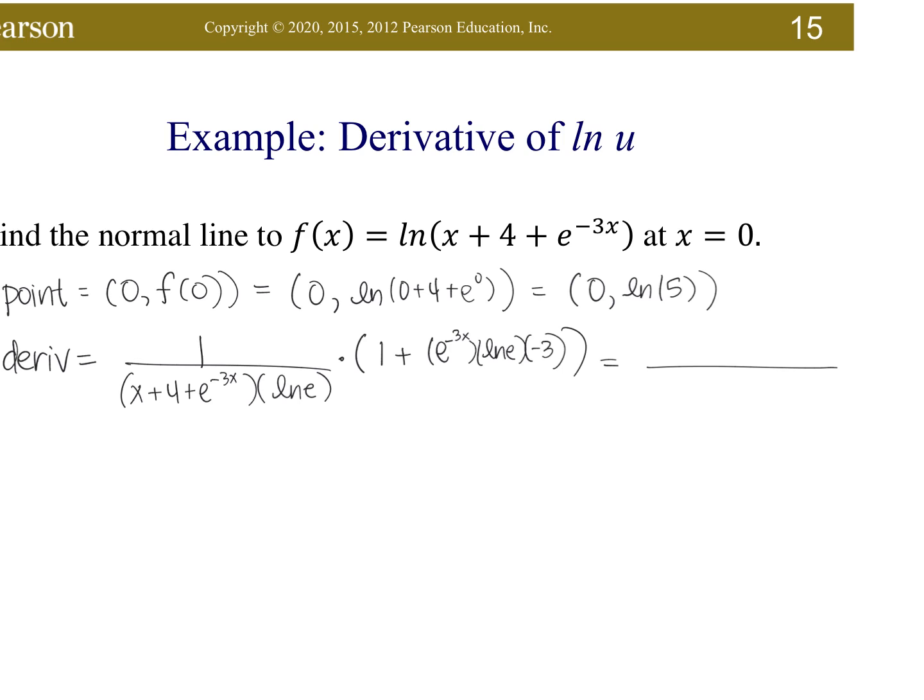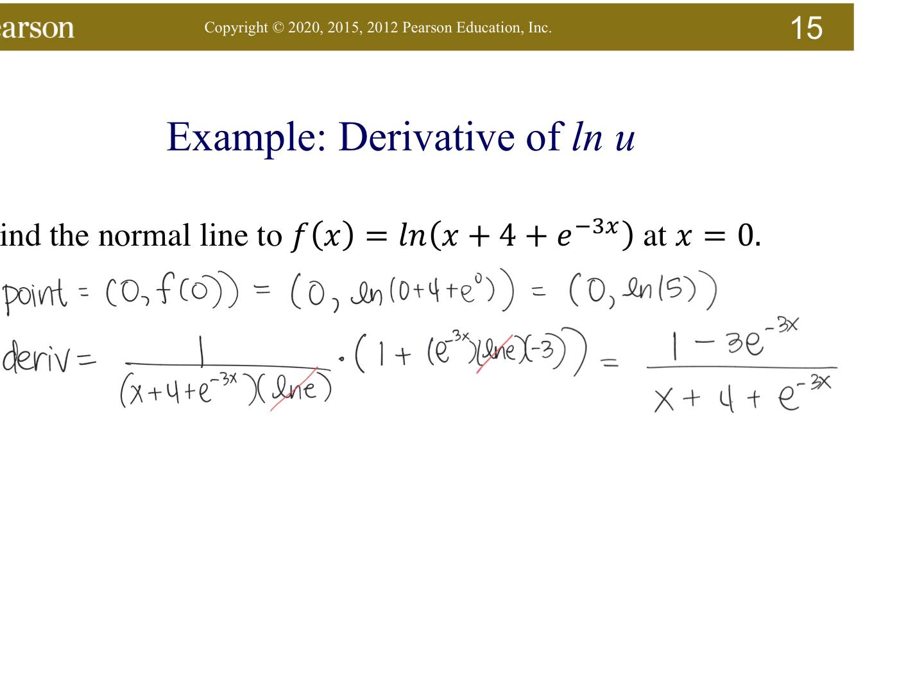So altogether, my numerator becomes 1. And then remember that linear is 1. So 1 minus 3e to the negative 3x. My other linear is 1. So over x plus 4 plus e to the negative 3x.